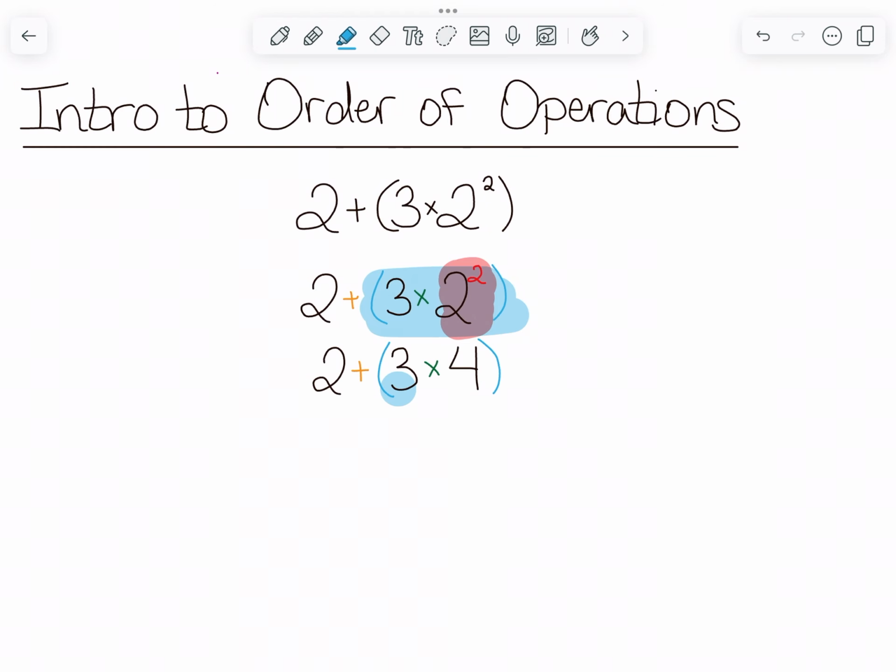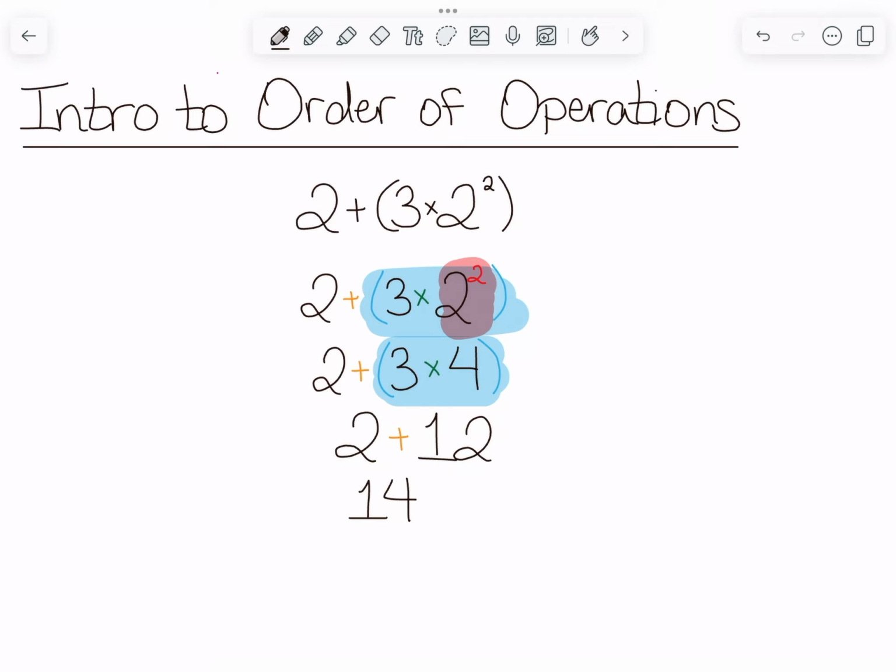2 squared is 4, so this becomes 2 plus 3 times 4. We still have our parentheses since we have not done everything inside the parentheses. So we do need to finish that. There's now only one operation inside there, so we can go ahead and multiply 3 times 4. 3 times 4 is 12. So now this becomes 2 plus 12. And we can do our addition and subtraction, or orange steps. 2 plus 12 is 14, so we have our final answer.